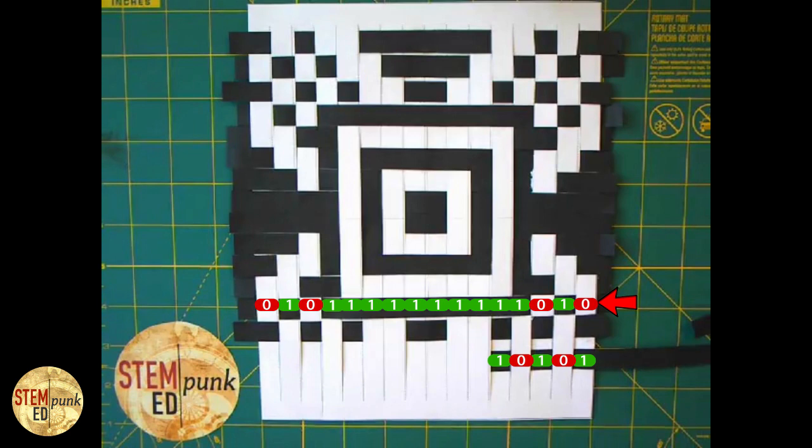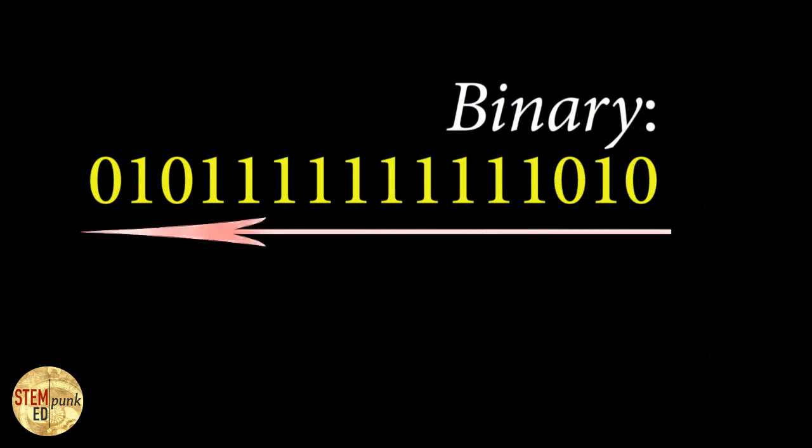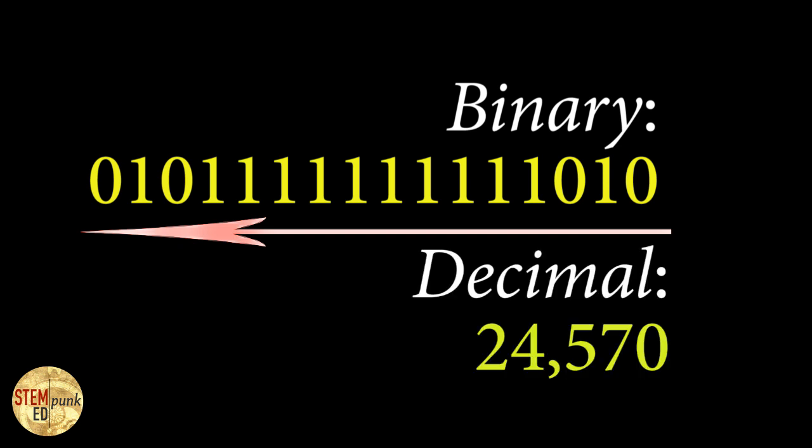The binary number for this entire row is 0, 1, 0, 1, 1, 1, 1, 1, 1, 1, 1, 1, 1, 0, 1, 0. How about this for a fun fact? The number you just read in binary is the number 24,570 in decimal. Stay tuned for the next section to see how that makes sense.